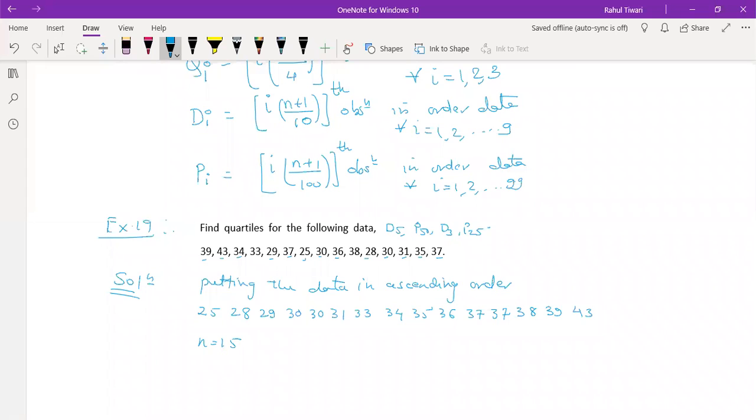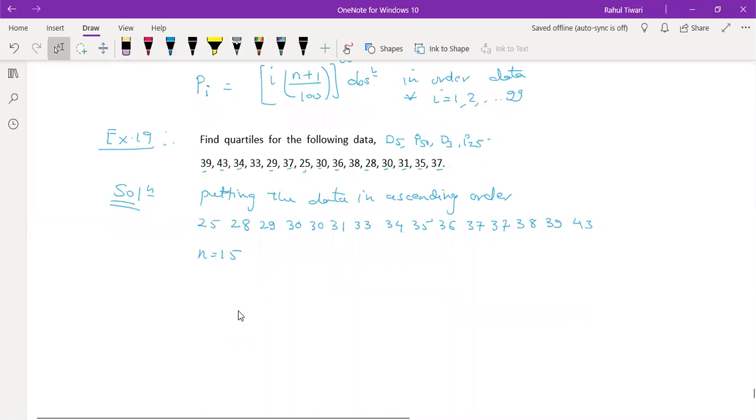So what could that formula be? I will write for Q1. Q1 is the (n plus 1) by 4th observation in the ordered data. n is 15, 15 plus 1 is 16, and 16 by 4 is 4. So the fourth observation. What is the fourth observation? The fourth observation is 30.